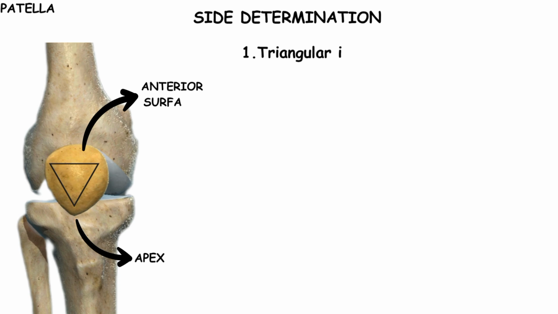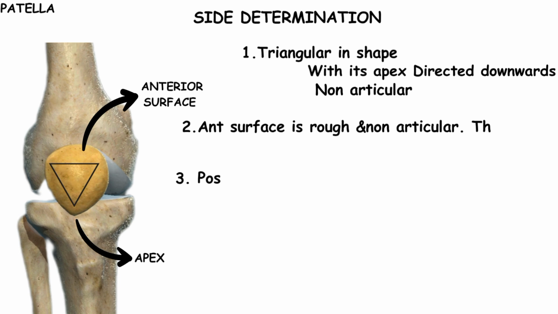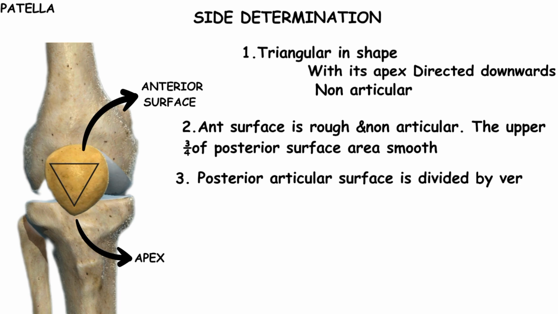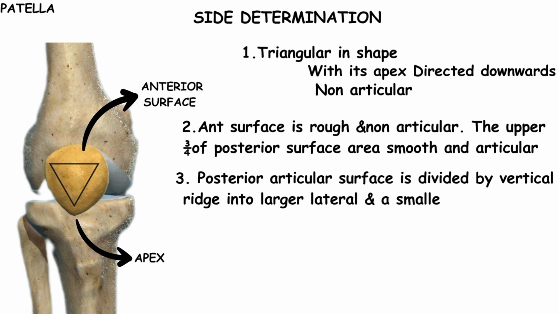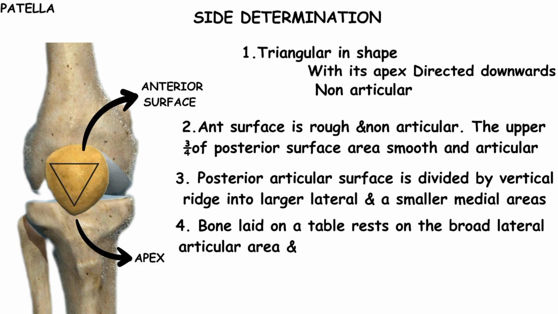Side determination of the patella. Triangular in shape with its apex directed downwards and which is non-articular. Anterior surface is rough and non-articular. The upper three-fourths of the posterior surface are smooth and articular. Posterior articular surface is divided by vertical ridge into a large lateral and a smaller medial area. Bone laid on the table rests on the broad lateral articular area and it determines the side of the bone.